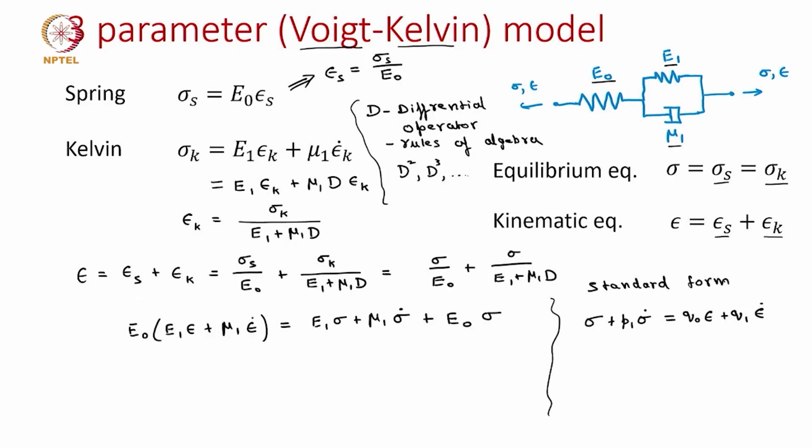So, now let us rewrite this equation of stress and strain in the standard form. So, now I notice that if I look at the coefficients of stress sigma, it is E1 plus E naught, that I will take it divide the whole equation with. So, once I write stress here, it will be plus, for the strain rate we have mu 1 divided by this coefficient of the stress, which is E naught plus E1.